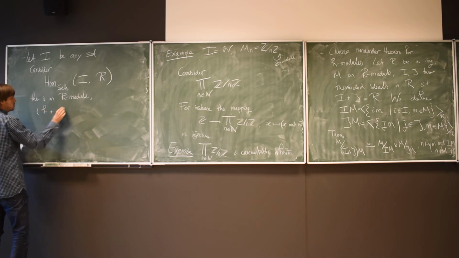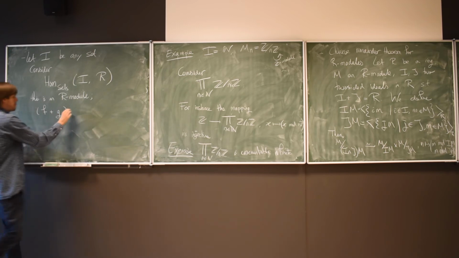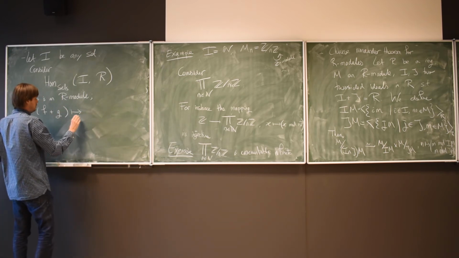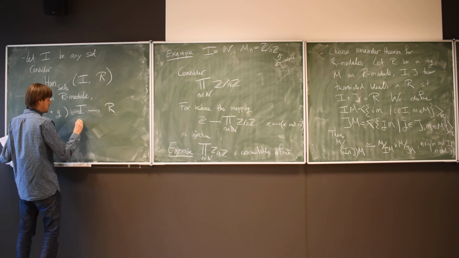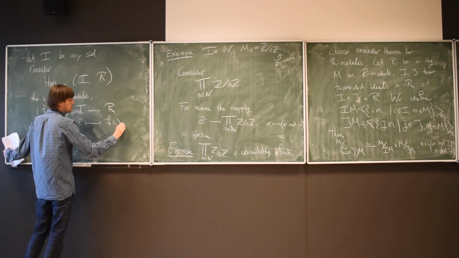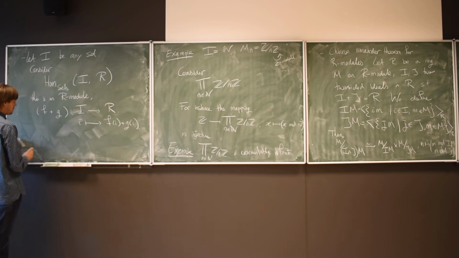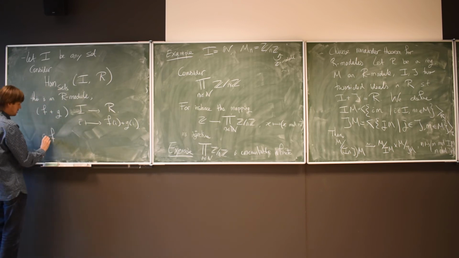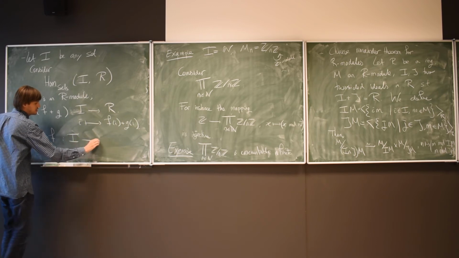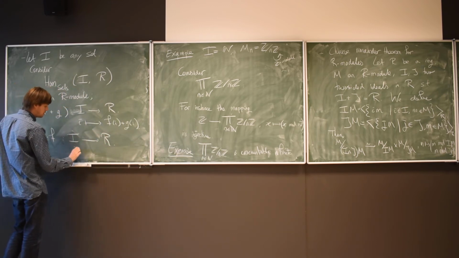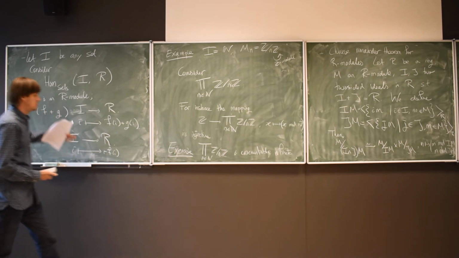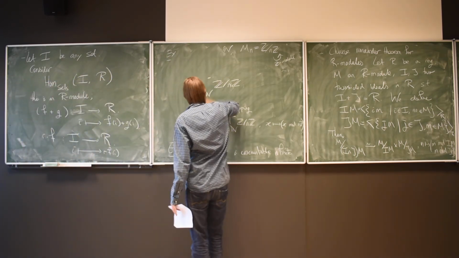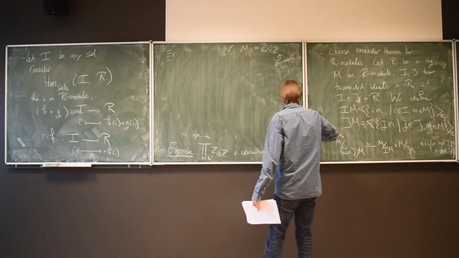So if I have two such maps of sets, I can make the sum by sending i to f of i plus g of i, and similarly, if I have a scalar r in R and some function f like this, then I can define the scalar product as the mapping from I to R just by sending i to r times f of i. Okay, so this is a very natural way to make out of a set an R-module.